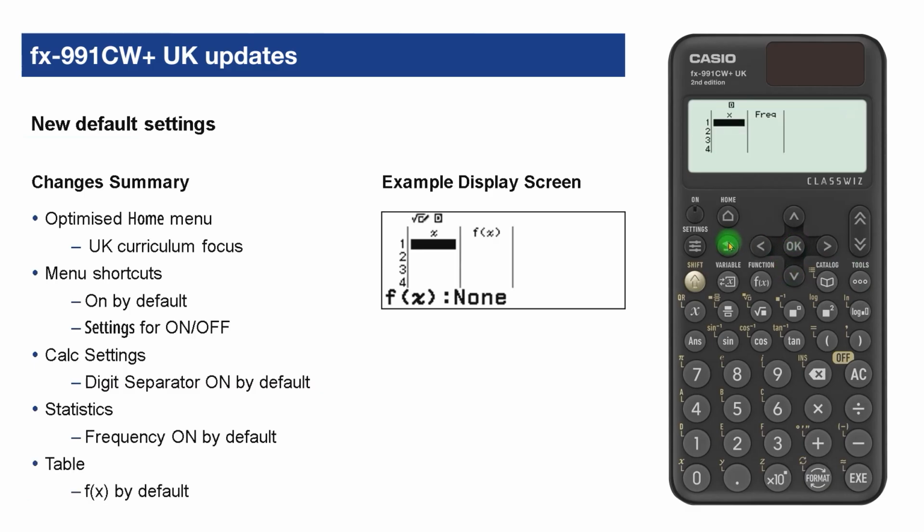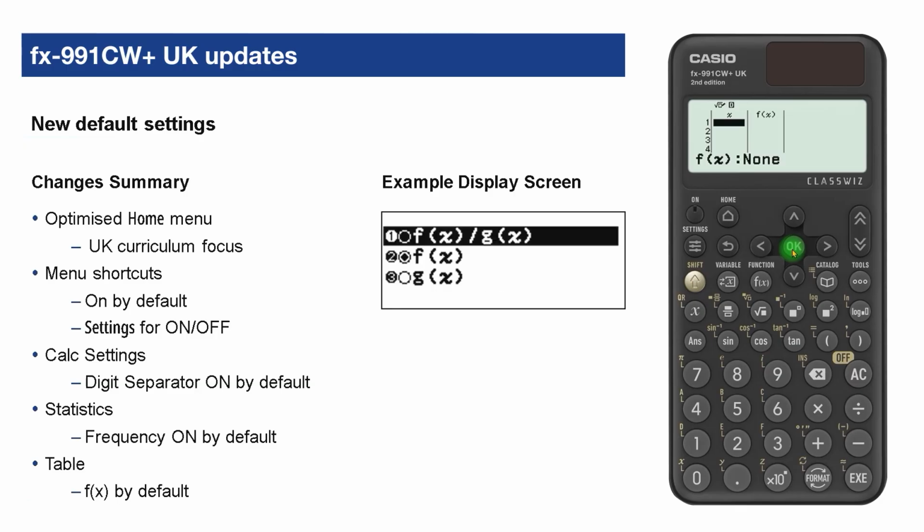In Table, only the f of x column is now shown initially. Evaluation of a single function is therefore simplified, as it requires only f of x to be defined first, before inputting values. This avoids the need to change the table type from both f of x and g of x to avoid error messages. The option to evaluate 2 functions is still available in Tools.